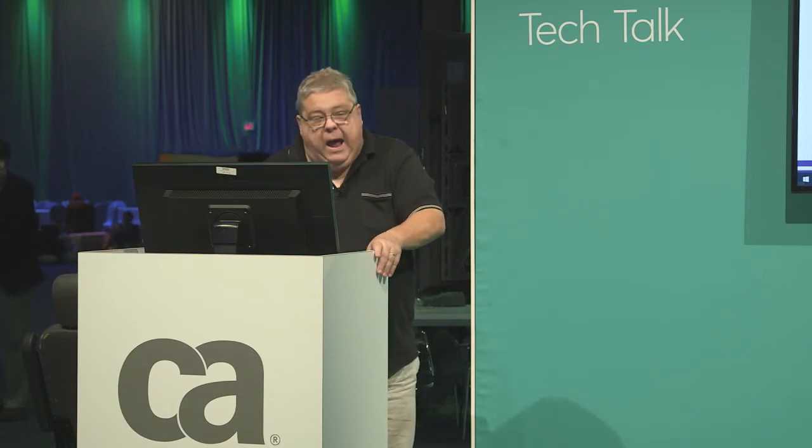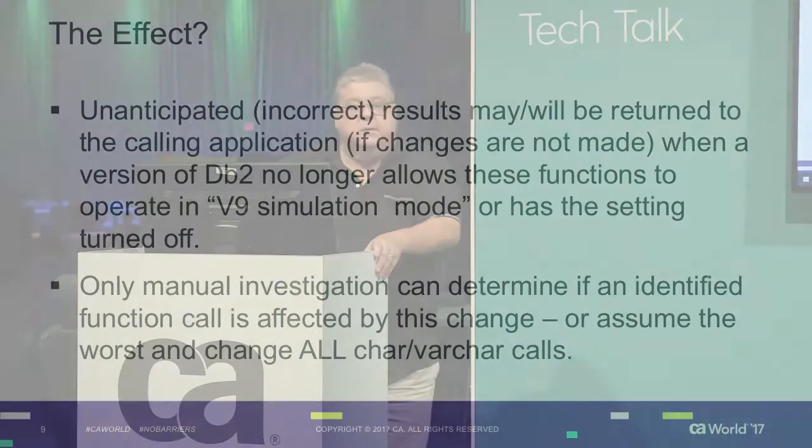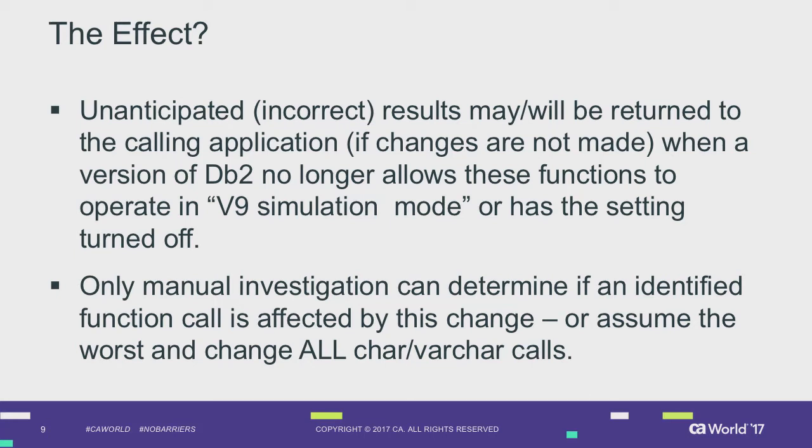A couple things that IBM did. They gave us a ZPerm that allows us to simulate version 9 behavior into version 10 and beyond. And they gave us some new functions, namely char9 and varchar9, to simulate what version 9 was doing.